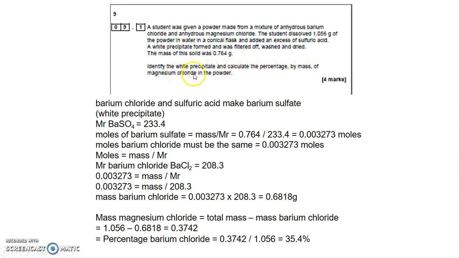I've worked out the mass of magnesium chloride. Oh, it wants me to do a percentage now. So I've got 0.3742 grams of magnesium chloride in a total mass in the mixture of 1.056. I divide the smaller by the larger, multiply by 100%, 35.4%.